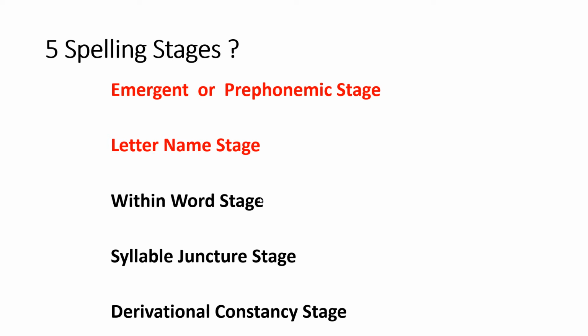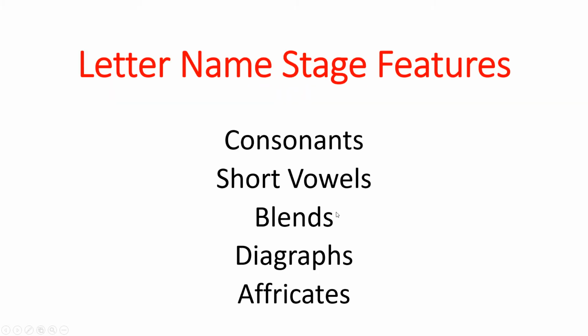So the idea that kids get that the sound of the letter is related to the name works for some letters, but not for all of them. And it's one of those things we have to be aware of. When we see a child write the word dog with a W, we'll know what's behind that approximation. So in every stage, letter name, within word, syllable juncture, and derivational constancy, there are 5 features that kids are tending to learn in that stage. That's how we're dividing these stages up.